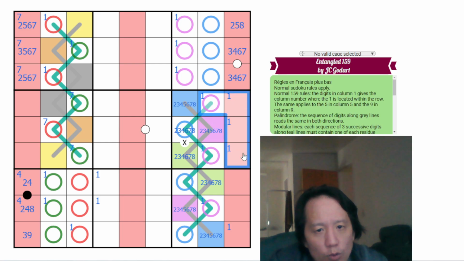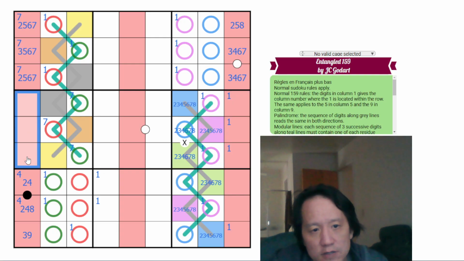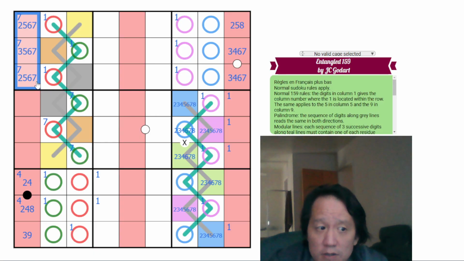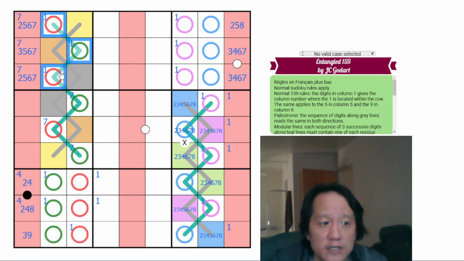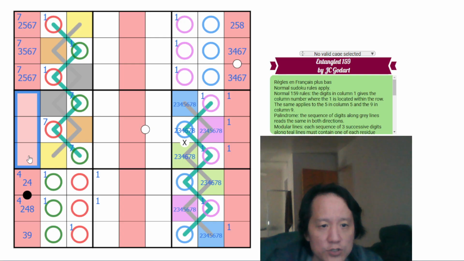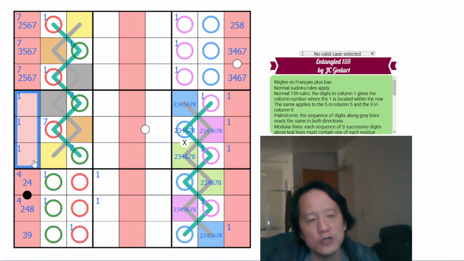Because we know the 1 is in column 8 or 9 in box 6. So therefore the corresponding 159 rule forces this to be 8 or 9. And we know this has to have an 8 or a 9 also. So this has to be a 7, and that's the logic there. So the 1 has to be here, which means this is 2 or 3. This is also 2 or 3, so we know the 1 is here. So we know this is 1.